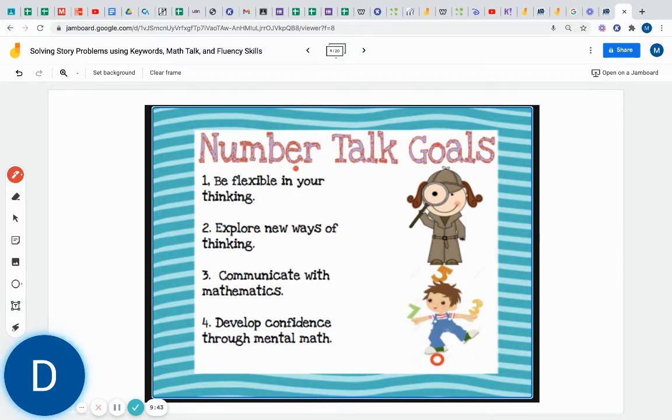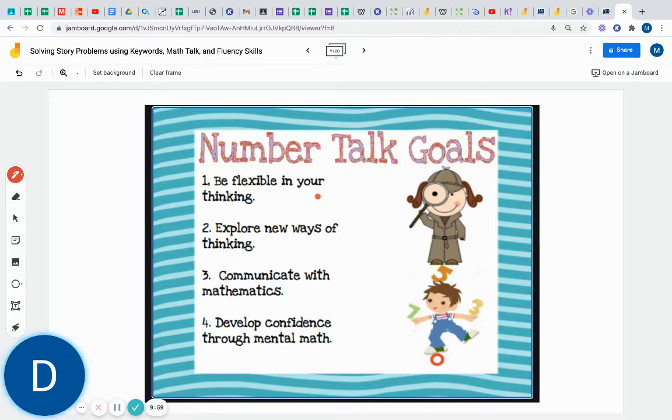So what I'd like you to practice doing is having some goals in mind. I would like you, number 1, to be flexible in your thinking, meaning as you talk with other students and they do math in a different way, just know that there's not just one way to solve a problem.